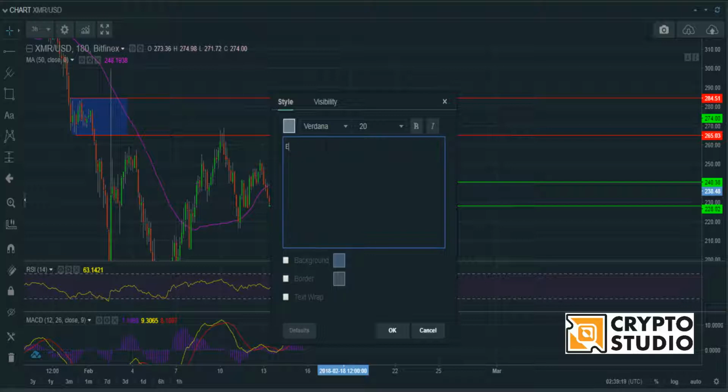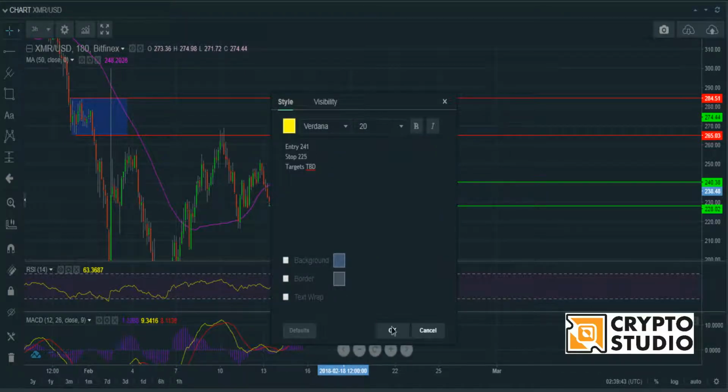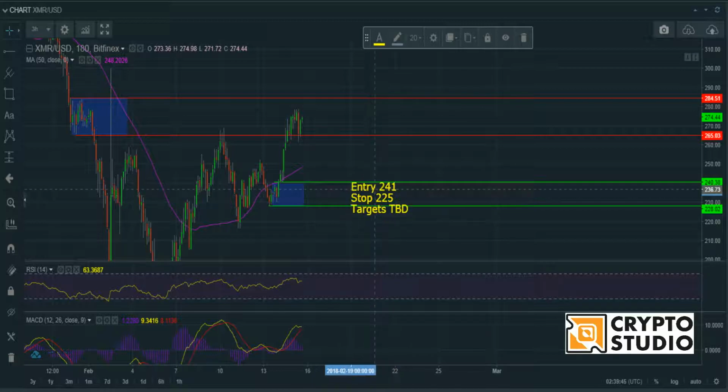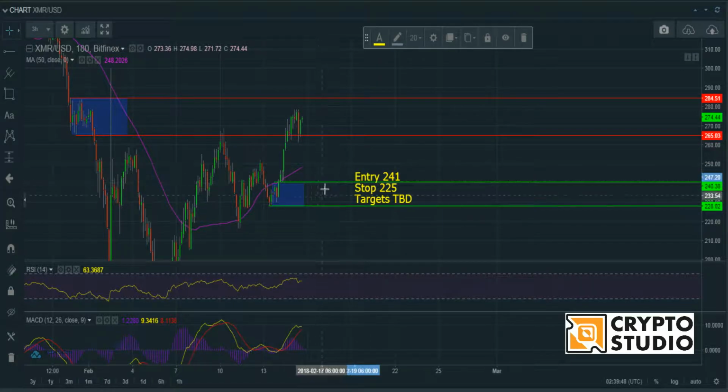So entry will be 241. Stop will be at 225. And targets to be determined. Alright, let's put all that in yellow so it's easily visible, and that is going to be my trade setup on this one. So that's what I'm going to be looking for on Monero when it comes back down to my level. This is using the 7888 strategy.